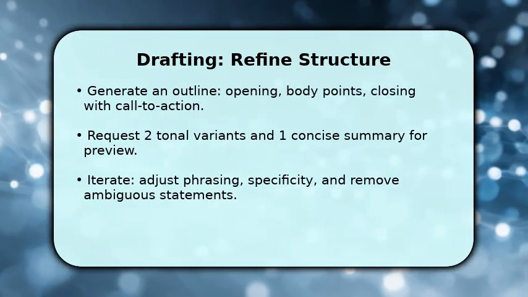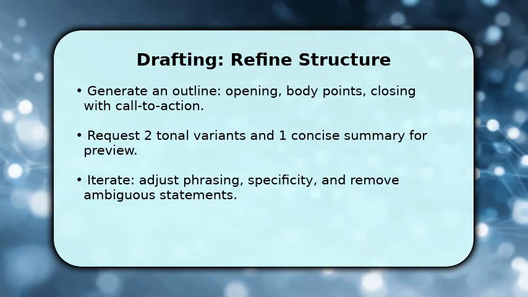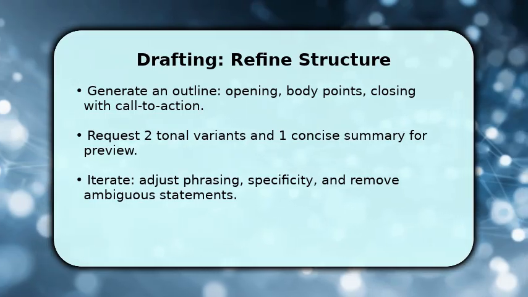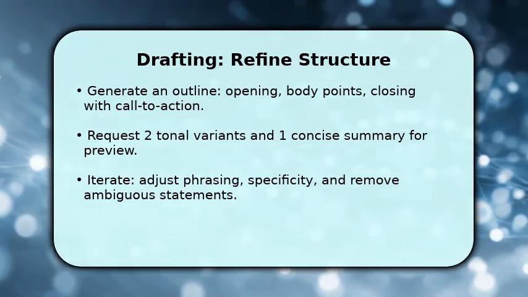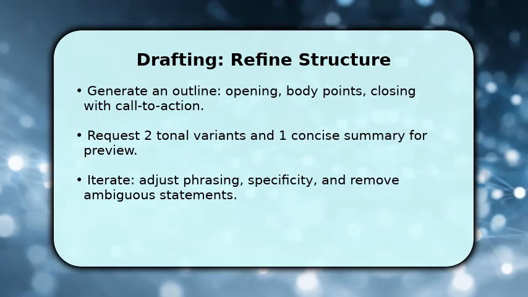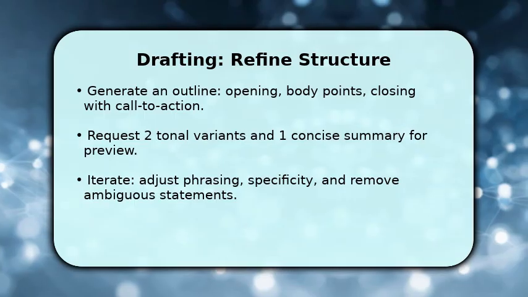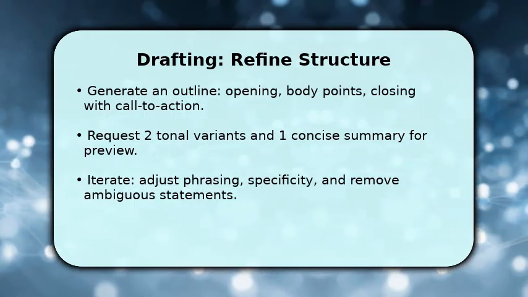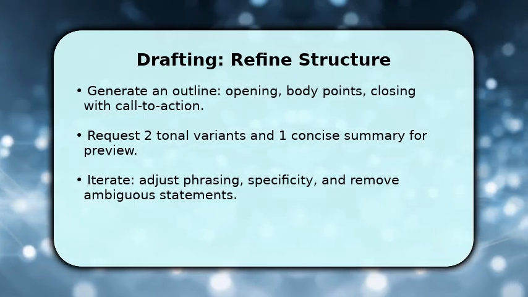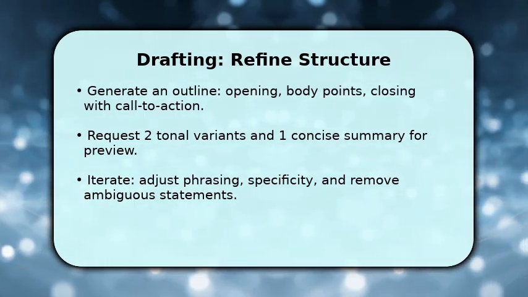Request 2 tonal variants, formal and conversational, so you can compare voice immediately. Once done, ask for a concise 2-sentence summary to check focus, then perform targeted edits. Tighten phrasing, swap vague claims for specifics, and ensure the closing contains a clear next step. This reduces back and forth later.